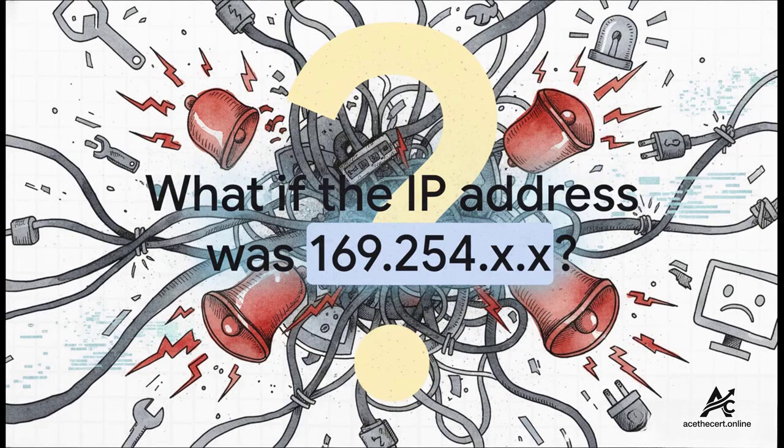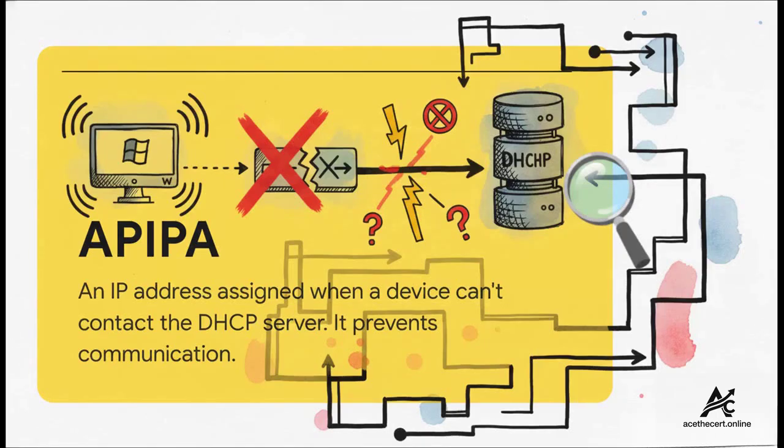But hang on. Before we solve our current mystery, let's talk about a classic red flag. What if you looked at the user's settings and saw an IP address that started with 169.254? If you feel a little jolt of panic when you see that, you're on the right track. That number is a huge signal that something is seriously wrong with the connection to the network itself. That's what we call an APIPA address.